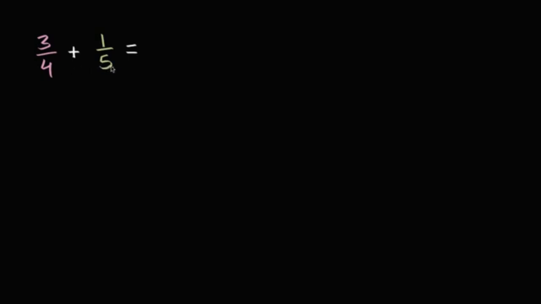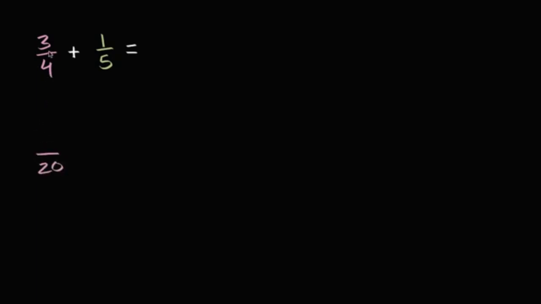So 5 is not divisible by 4. 10 is not divisible by 4, or perfectly divisible by 4 is what we care about. 15 is not perfectly divisible by 4. 20 is divisible by 4. In fact, that is 5 times 4. That is 20. So what we could do is we could write both of these fractions as having 20 as a denominator.